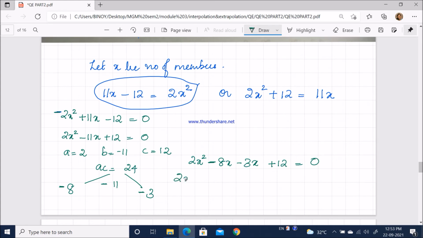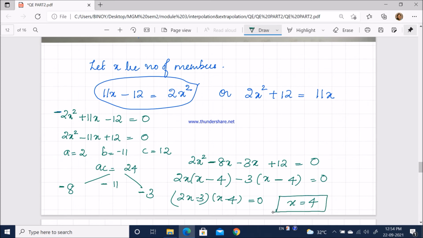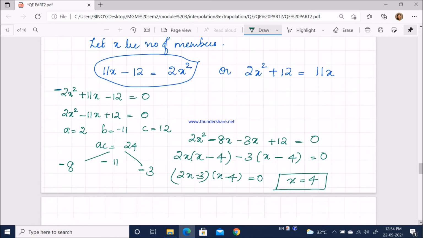So taking 2x out, x minus 4; taking minus 3 out, x minus 4 equals 0. So it is (2x minus 3)(x minus 4) equals 0. So here the number of members x will be 4. We will take only a positive number because we are asked to find the number of members. The number of members will not be a fraction, it will only be a positive number. So we consider x is equal to 4.